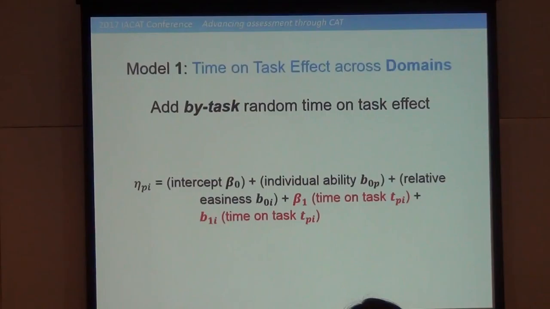And now let's look at model 1. In model 1, I want to detect the time on task effect across domains. Based on model 0, our reference model, I add the random time on task effect. Actually, it is this part. This is the intercept, and this is the time on task effect.